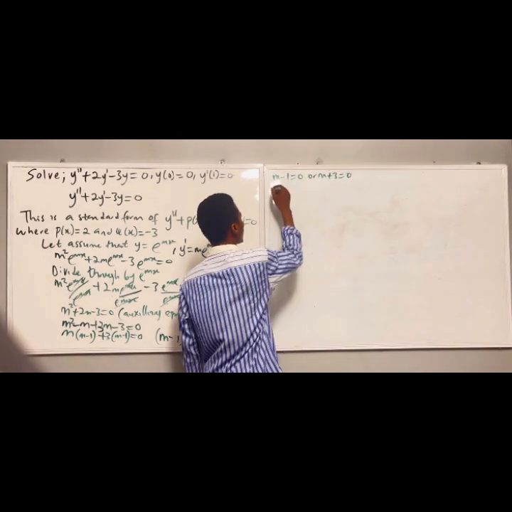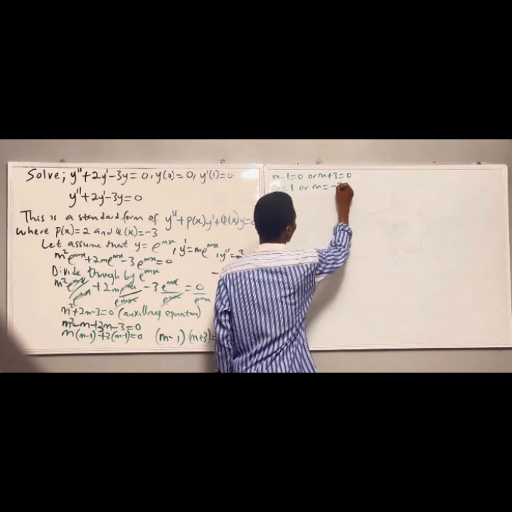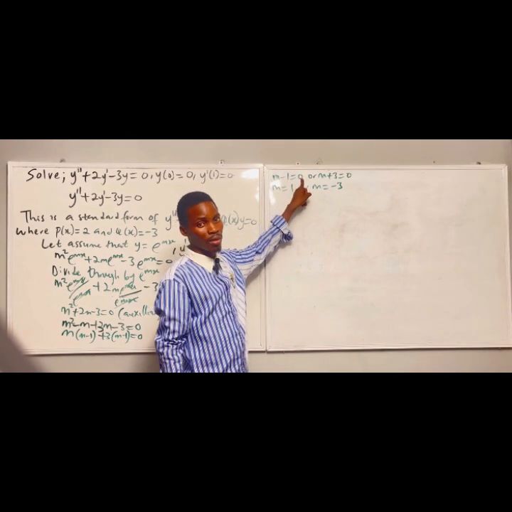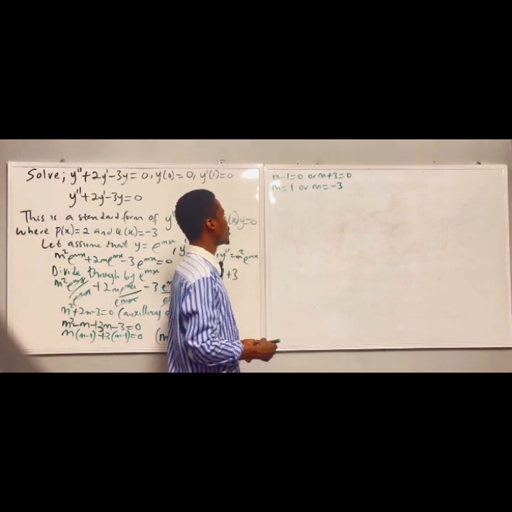So what am I going to have? I'm going to have m is equal to what? 1, or m is equal to what? Minus 3. What I do is I have to take my constant to the right hand side because of the 0. I have to take this one, plus 3, to the right hand side.